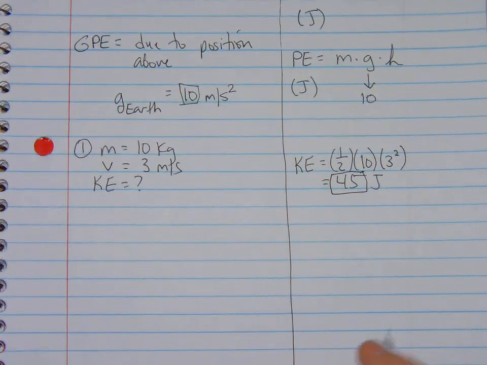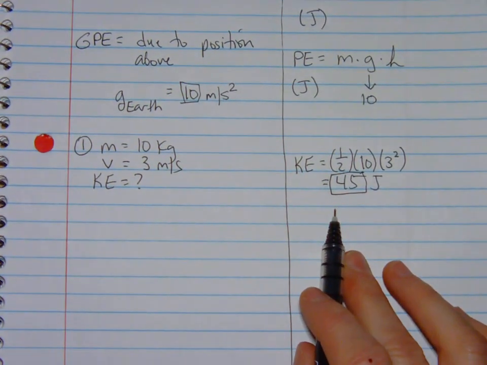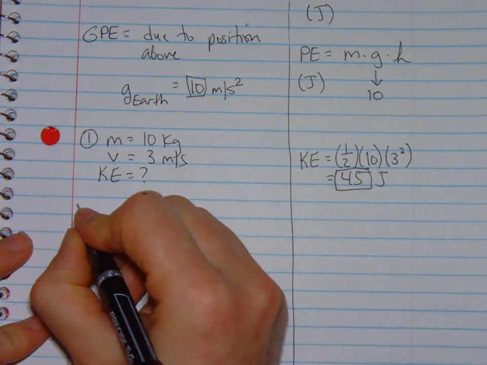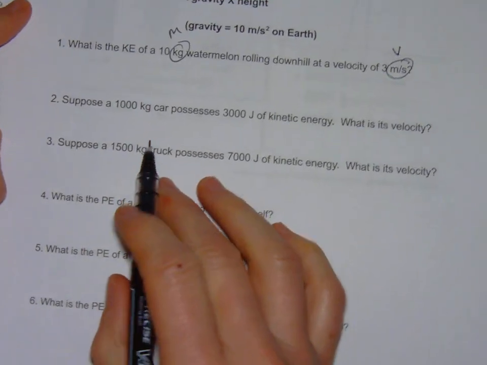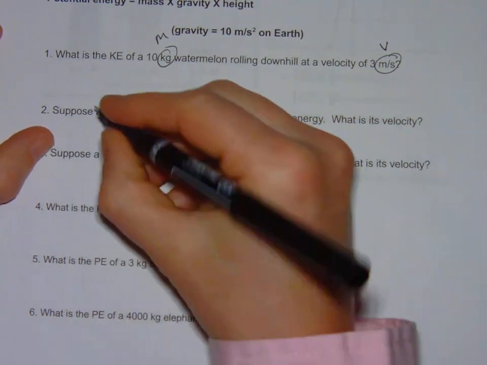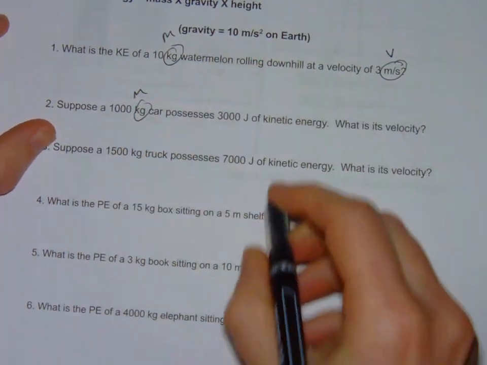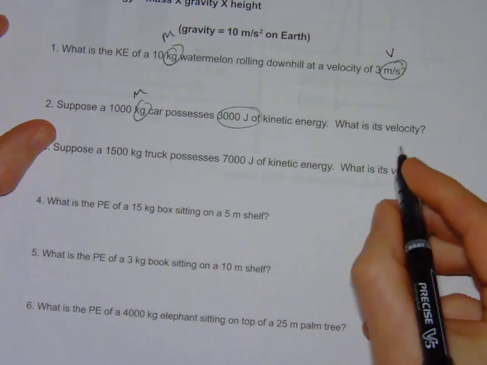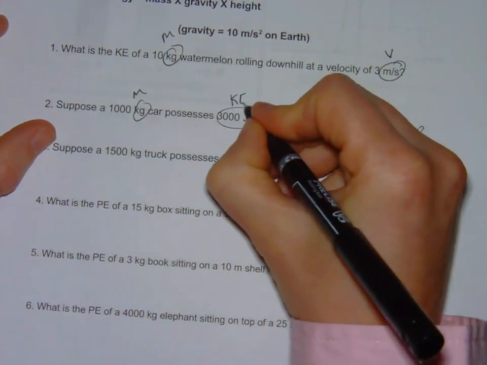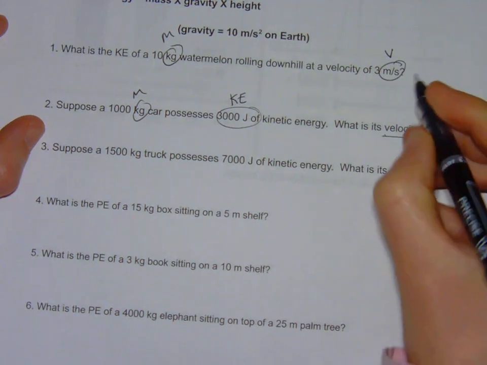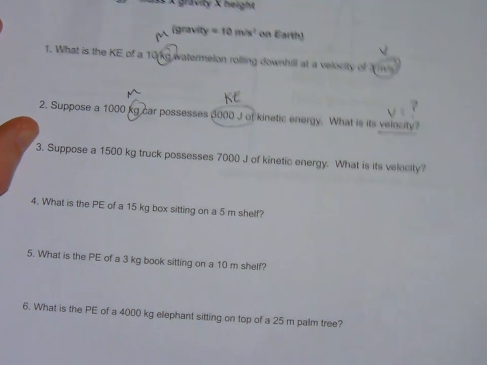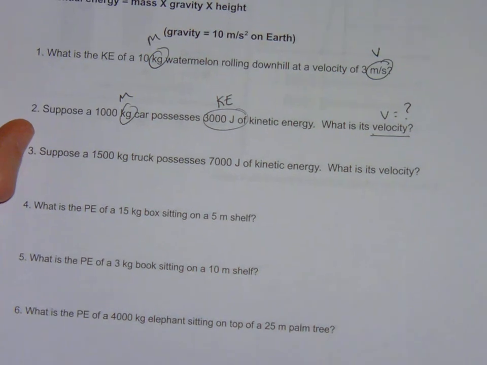So some of these are very, very simple, straightforward. Number 2, we have an example here where we have a 1,000 kilogram car. Here's our mass. This time, 3,000 joules, that's energy. That's kinetic energy because it's moving. We're looking for a velocity now. So V is going to be our question mark.